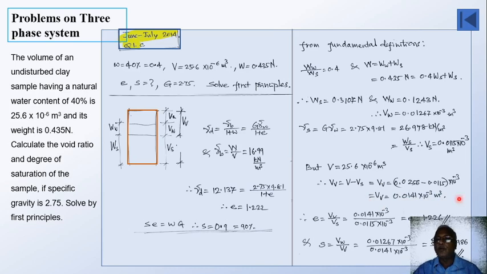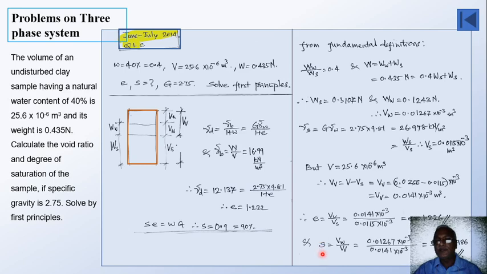Now I know volume of voids, I know volume of solids also. Can I calculate voids ratio, which is ratio of volume of voids to volume of solids? If I put them in the ratio form and calculate, it comes out to be 1.226, and it matches almost the value calculated earlier.